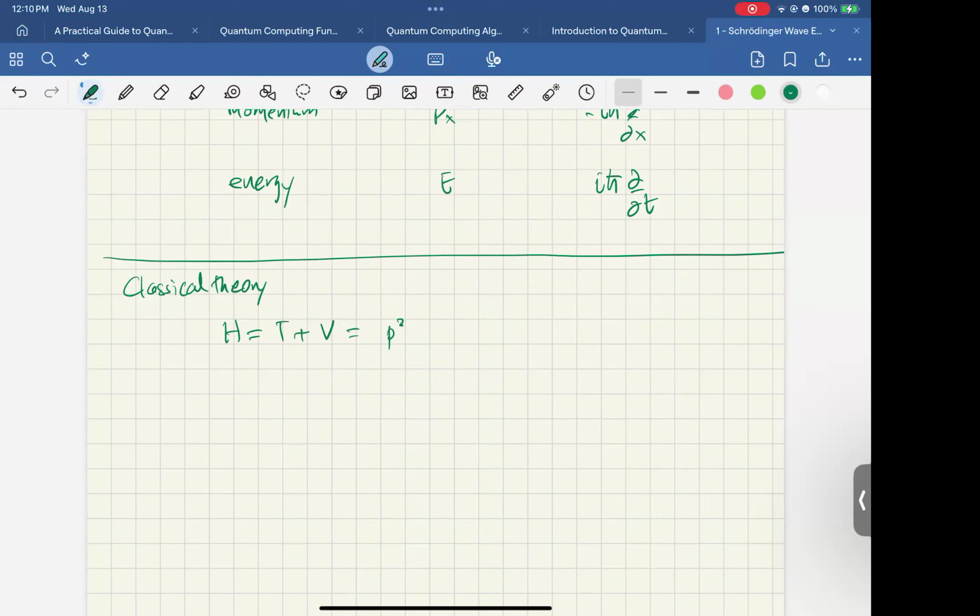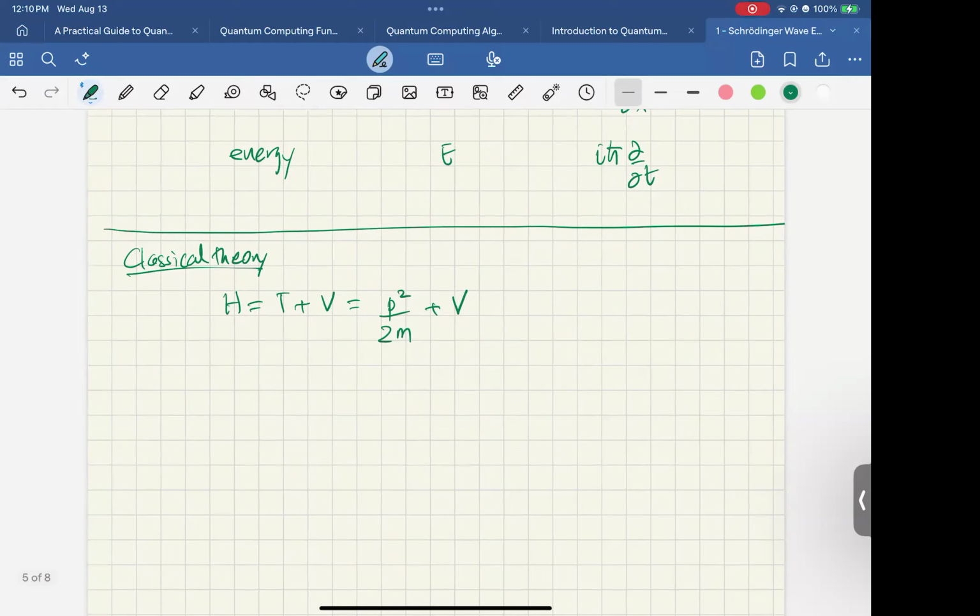And the kinetic energy is nothing but the momentum squared divided by 2m, plus the potential. So that is what we call the classical theory.